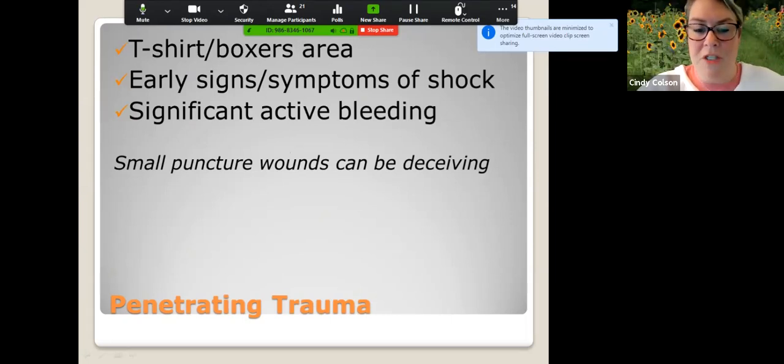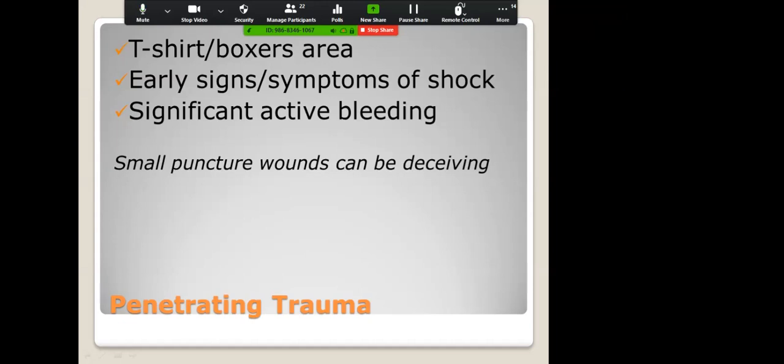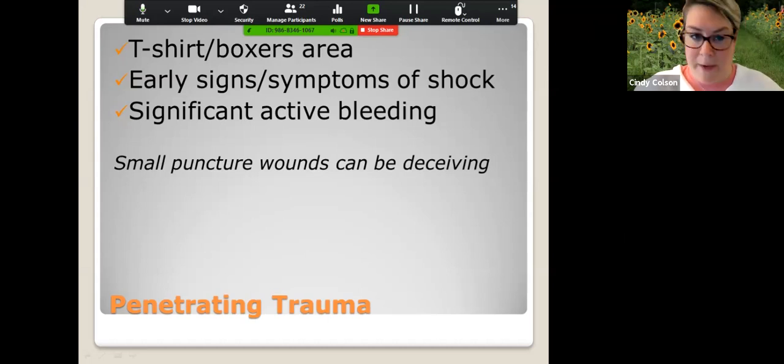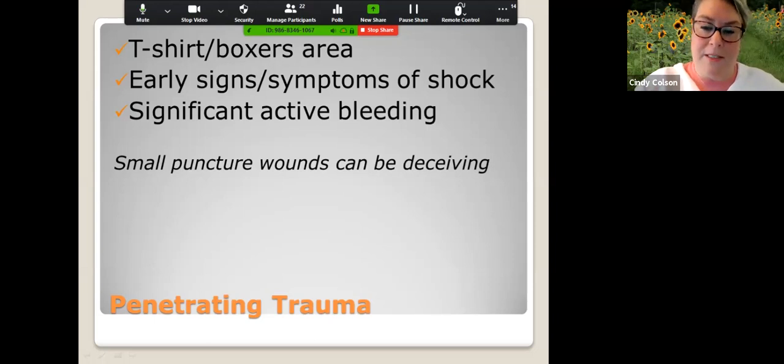Okay, moving on to just a couple notes about penetrating trauma. Any penetrating trauma to the t-shirt and boxers area does count as a trauma stat attending. Other things to think about for gunshot wounds is if you're showing early signs and symptoms of shock or significant active bleeding. The reason we're bringing this up today is that in fiscal year 2019, we had a couple very small puncture wounds to the t-shirt area, in the front of the chest or in the back, by very small knives. However, a few of those kids needed chest tubes, and they were missed as activations. They were not listed in our FY 2020 missed activations. Again, this was from 2019, but remember that penetrating trauma, so stabbings and gunshot wounds, to the t-shirt and boxers area does classify as a trauma stat attending.